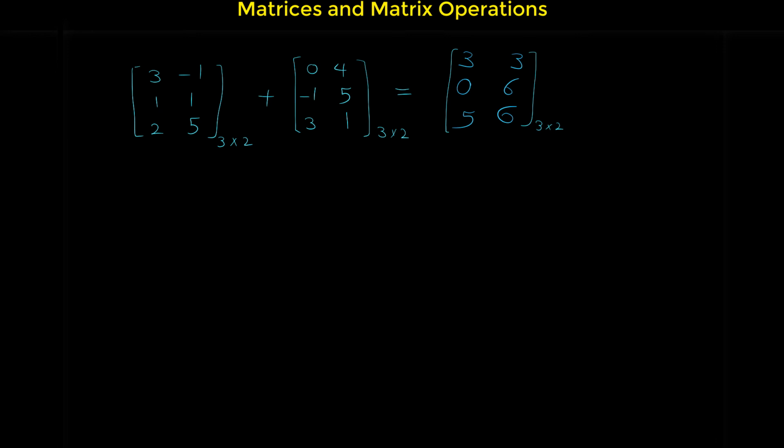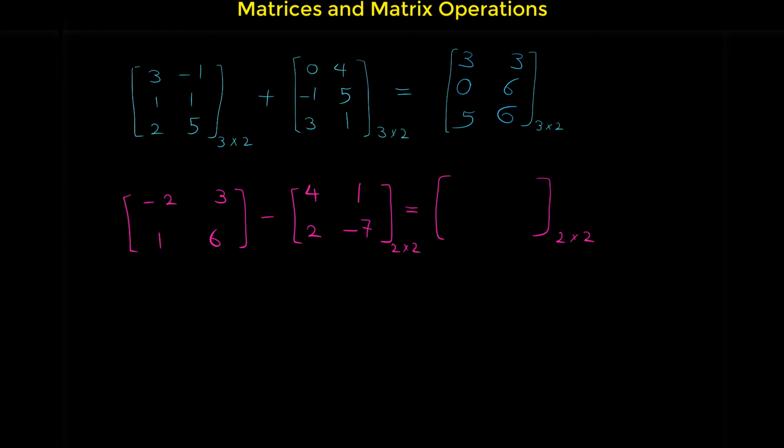Similarly, we can subtract two matrices. Let me show you an example. Consider this matrix, negative 2, 3, 1, 6. This is a 2 by 2, so the second matrix should be the same size: 4, 1, 2, negative 7. The answer is again 2 by 2 because the original matrices are also 2 by 2.